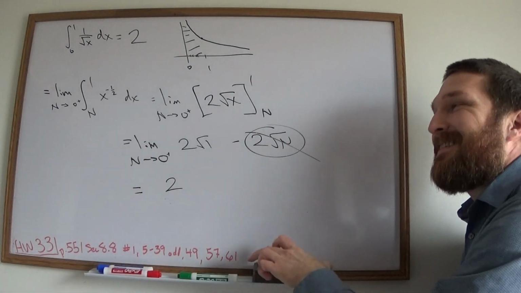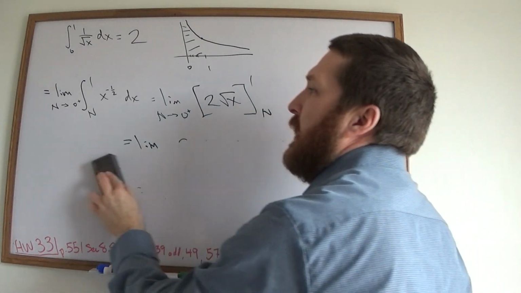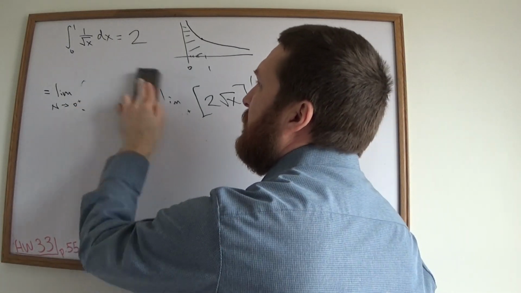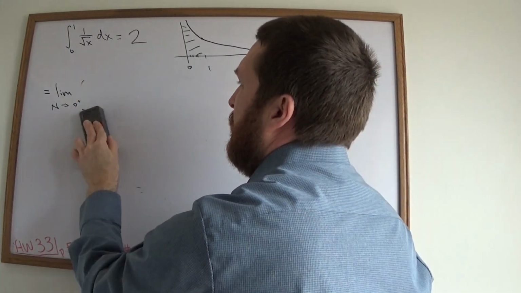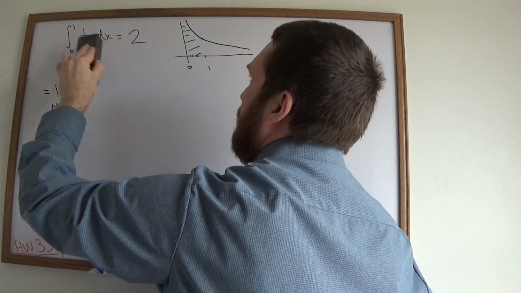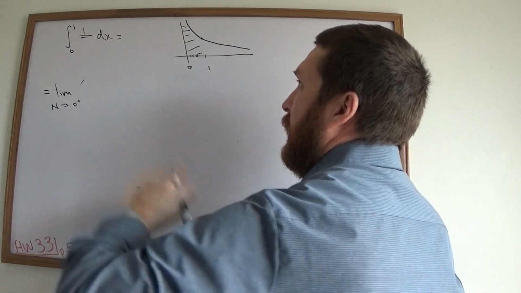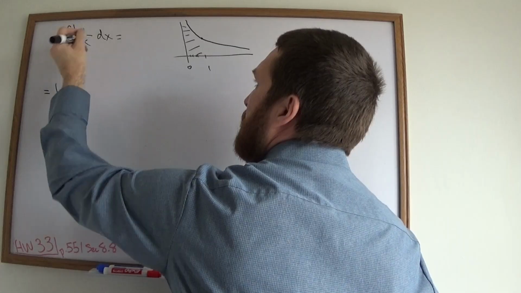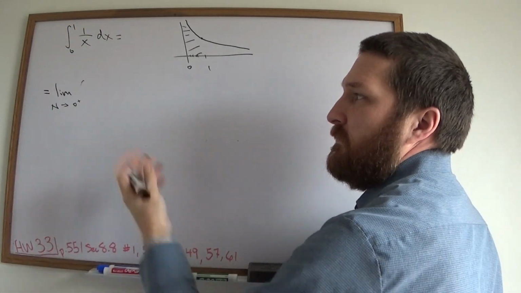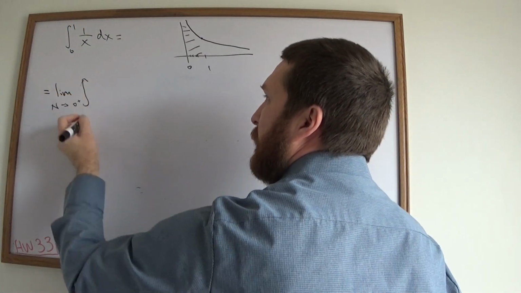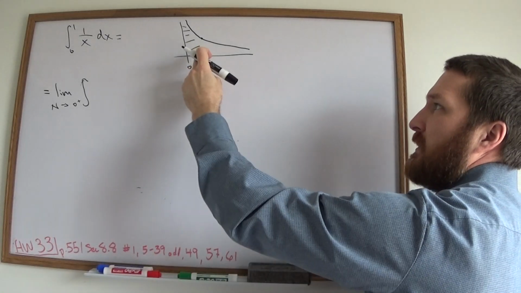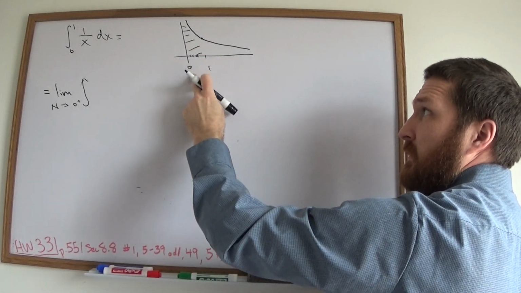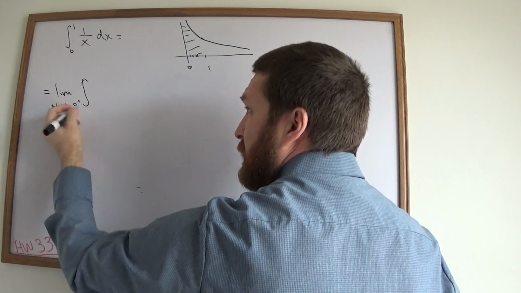1/x is the worst case scenario. So let's do that one now. Same setup here, only now we have 1/x. Same thing, we're going to say that's the limit. The problem area with 1/x is 0, and so 0 is the problem place.